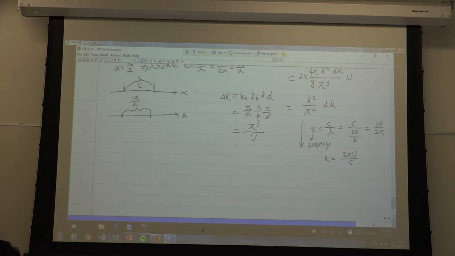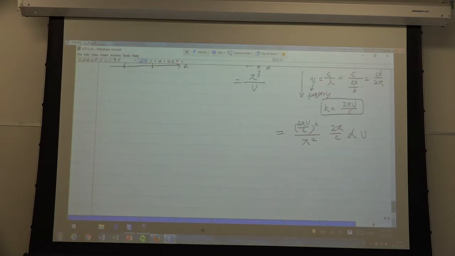So this is the equation. Then I substitute to see what happens. k squared is 2 pi V over C, squared, over pi squared, and dk is 2 pi over C dV. So finally it's 8 pi squared V squared over C cubed dV. This is what I get. I just do this very simple transformation.